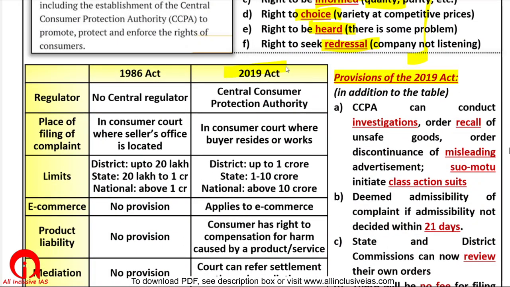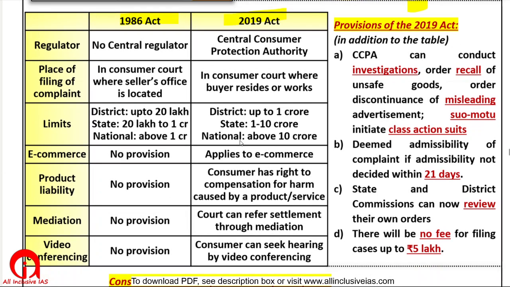Now in 2019, the government amended the 1986 Act. So there are some changes. Let us see those changes. Earlier there was no central regulator. Now there is a central regulator by the name Central Consumer Protection Authority. Place of filing the complaint: earlier, suppose you are living in one city and the person who provided you the service is in another city, so you had to file a complaint in that person's city. Now this is not required. You can file the complaint in your own city, right?